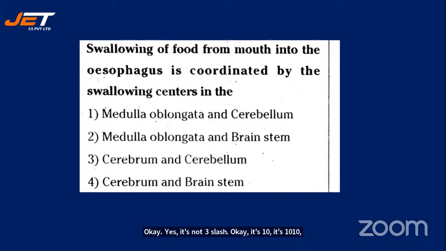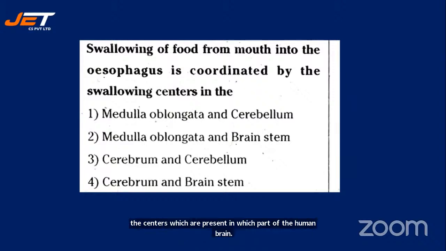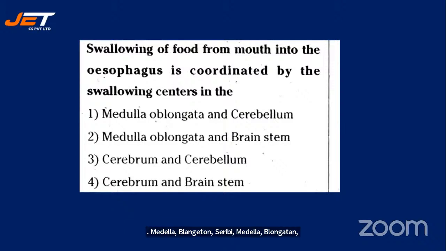Then swallowing of the food from mouth into the esophagus, that is from buccal cavity to esophagus, is coordinated by the centers which are present in which part of the human brain? What's the answer here? Medulla oblongata and cerebellum, medulla oblongata and brainstem. Brainstem means which includes cerebellum and the pons varoli. This complete is called brainstem. Cerebrum and cerebellum, cerebrum and brainstem. What's the answer, children?